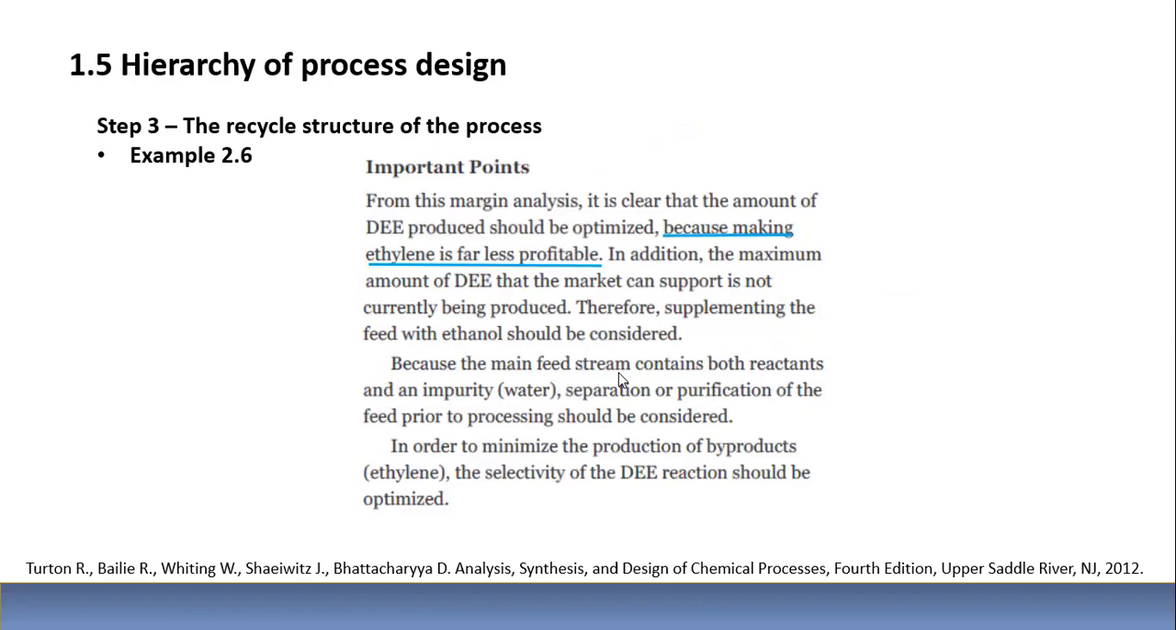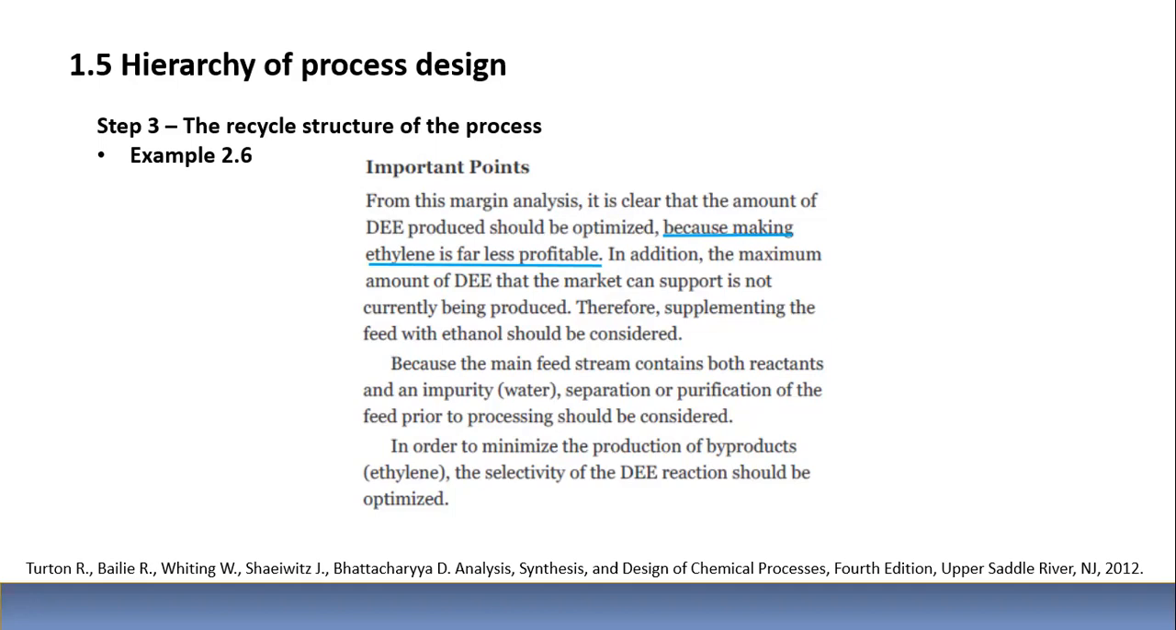Or producing ethylene, sorry. From this margin analysis, it is clear that the amount of diethyl ether produced should be optimized because making ethylene is far less profitable. It is much less profitable to produce ethylene. In addition, the maximum amount of diethyl ether that the market can support is not currently being produced. The market, hypothetically, is not yet being saturated with that product.